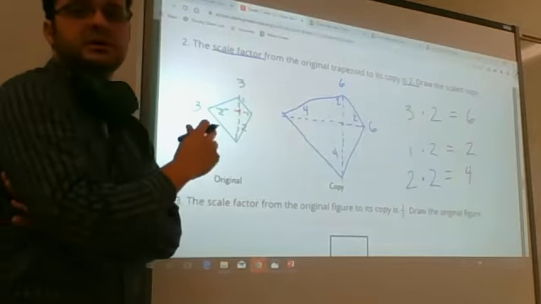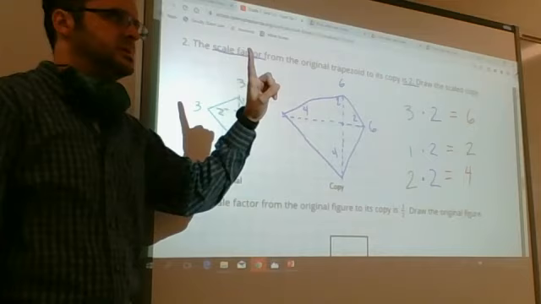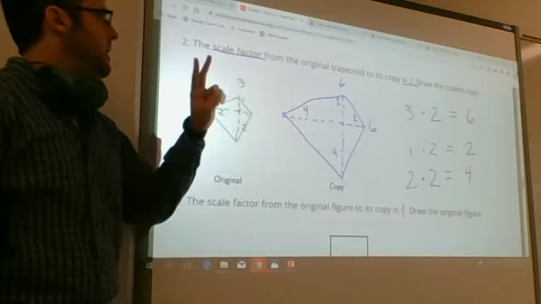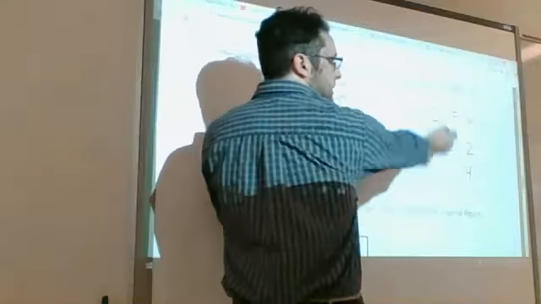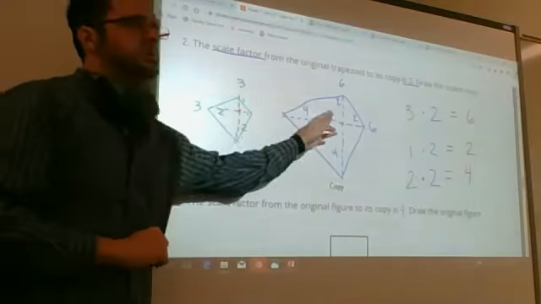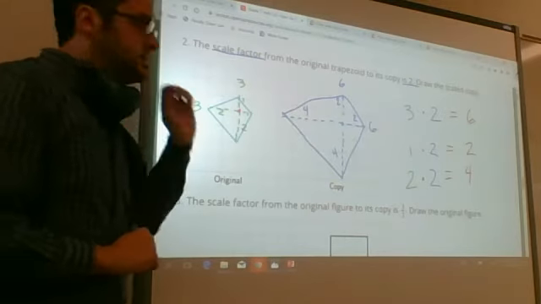Because, like we talked about yesterday, the 3 things that make a scale copy: the shape is the same, the angles are the same, and everything is increased by the same scale factor. Those are the 3 things that have to be the same between an original and a scale copy. If it doesn't have all those 3 things, it's not scale.